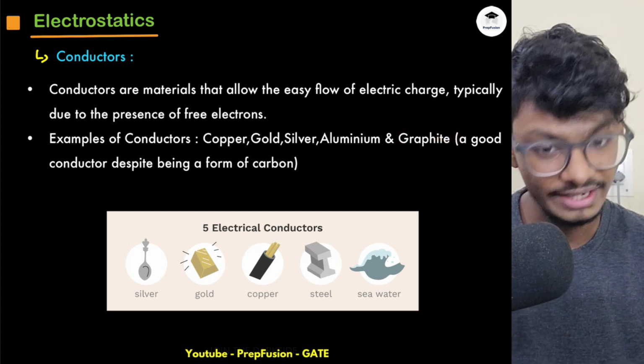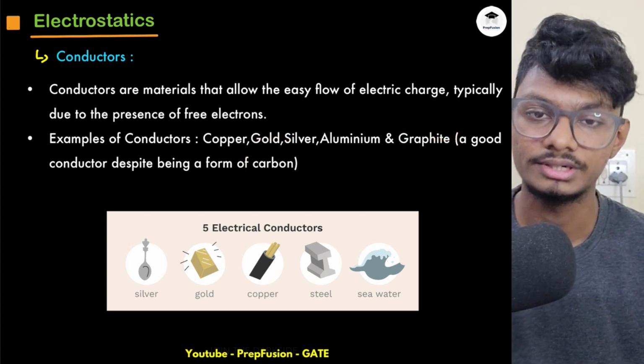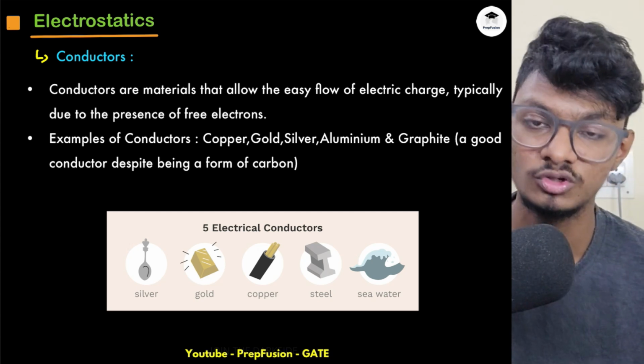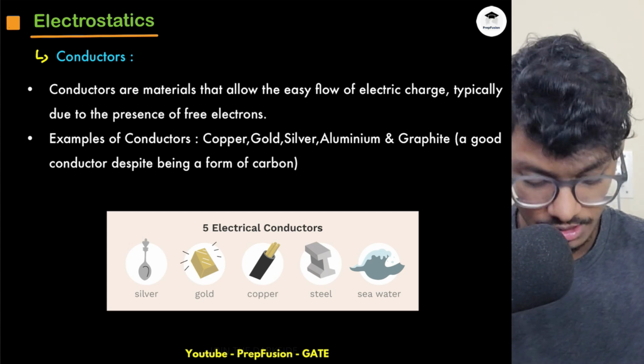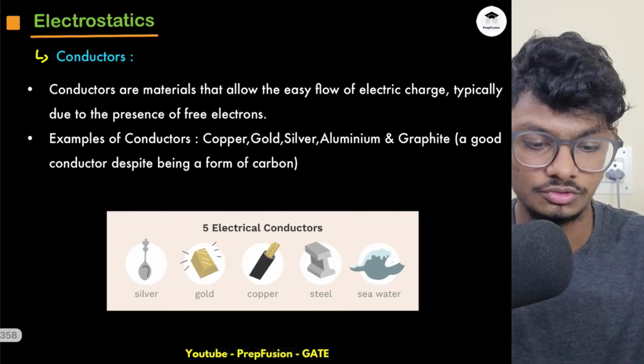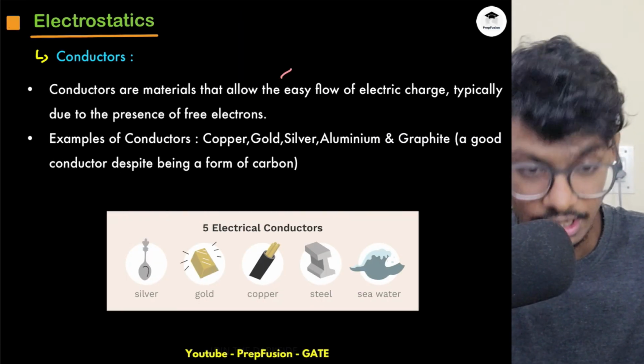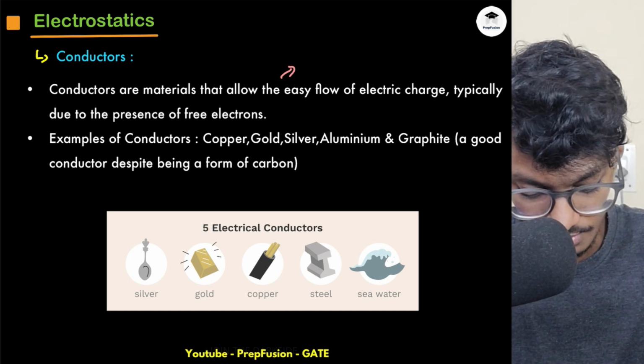Graphite is a good conductor despite being a carbon. It is a form of carbon, but it is a good conductor. It has a few special properties. So these are 5 electrical conductors that we know. Another thing that we should know is that the main thing is electrons are lightly bounded.